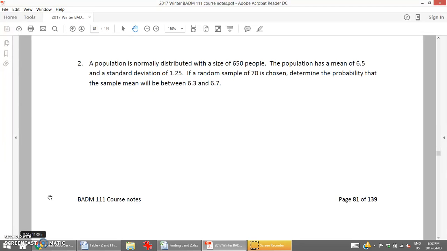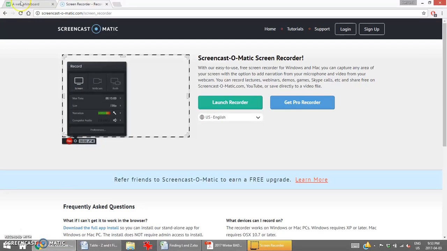It states that a population is normally distributed with a size of 650 people. The population has a mean of 6.5 and a standard deviation of 1.25. If a random sample of 70 is chosen, determine the probability that the sample mean will be between those two values. So we are trying to get a probability answer here. So let's go to our white screen. Let's write down what we know.